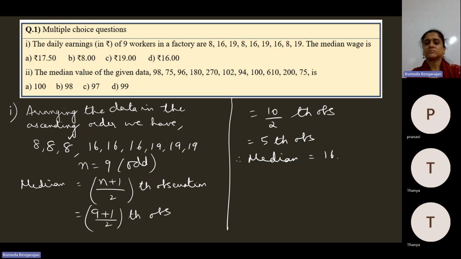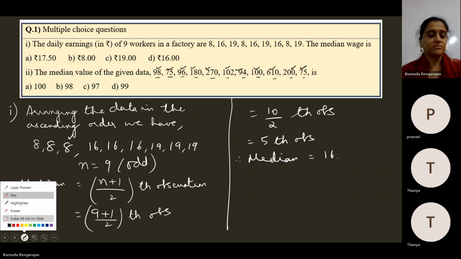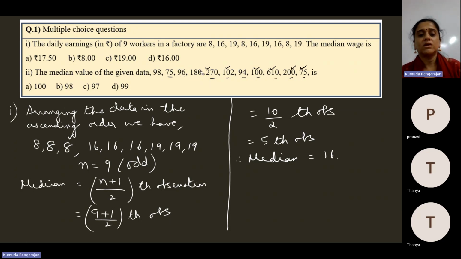All right. Now in the next question, 1, 2, 3, 4, 5, 6, 7, 8, 9, 10, 11. No problem. Now do this. Complete the first one and work the second one by yourself.